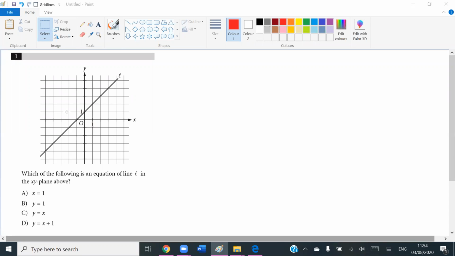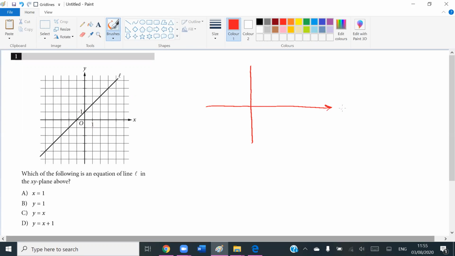Question 1. Which of the following is an equation of line L in the xy plane above? X equals 1, y equals 1, y equals x, y equals x plus 1. Before we start solving this equation, I need to remind you about how we graph this linear equation.